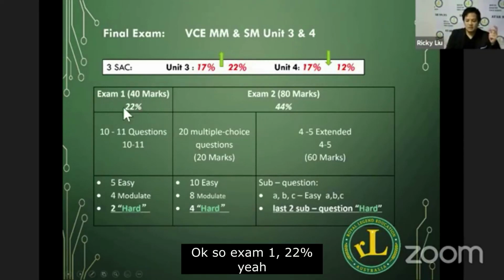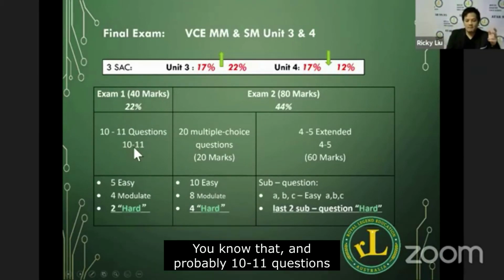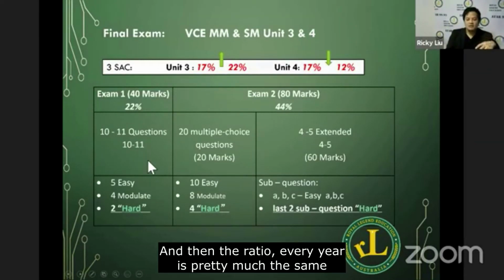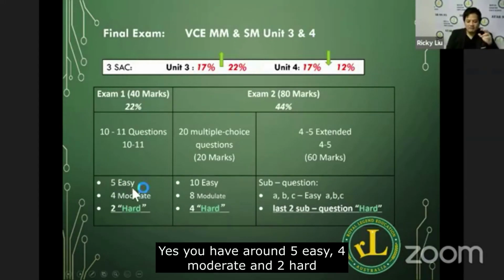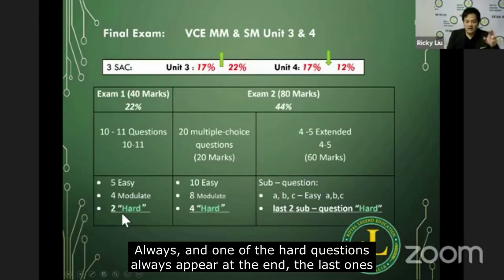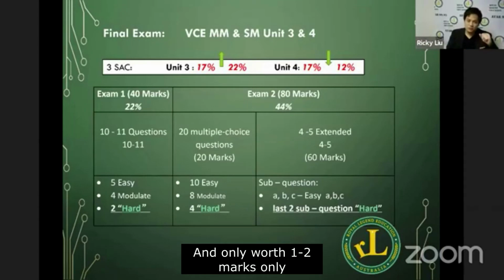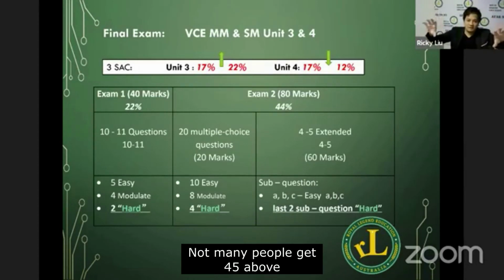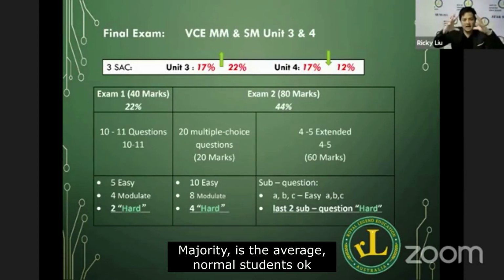Okay, so exam 1, 22%, yeah, you know that, and roughly 10 to 11 questions. And then the ratio every year is pretty much the same. You have around 5 easy, 4 moderate, and 2 hard, always. And the hard questions always appear at the end, the last one, and only worth 1 to 2 marks. You won't have massive marks. Not many people get 0 marks. Not many people get 45 and above. The majority is the average, normal students, okay?